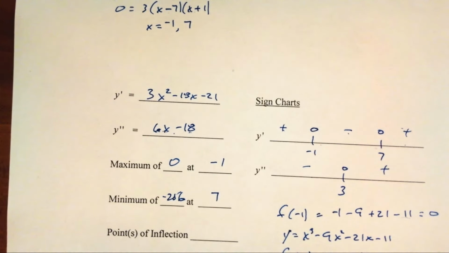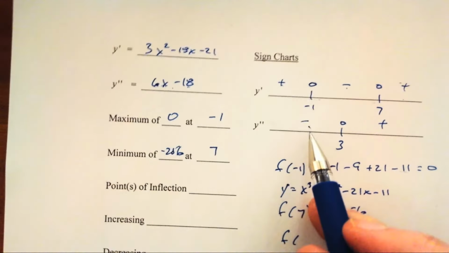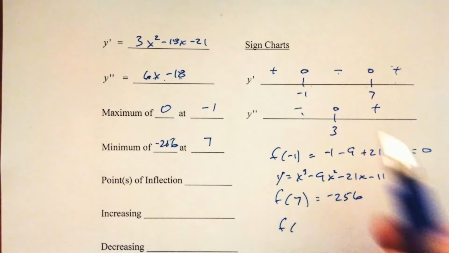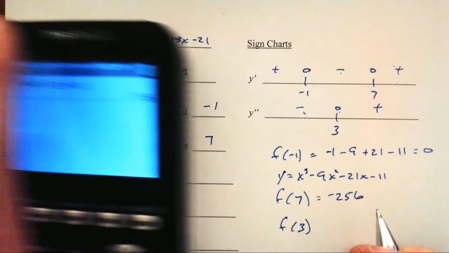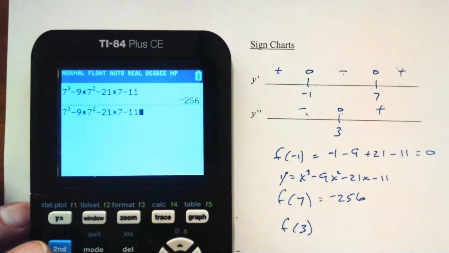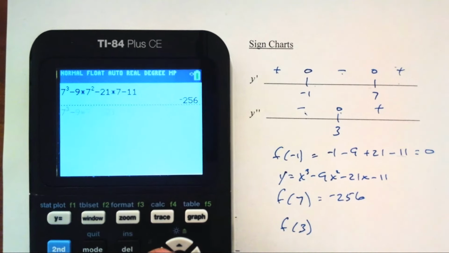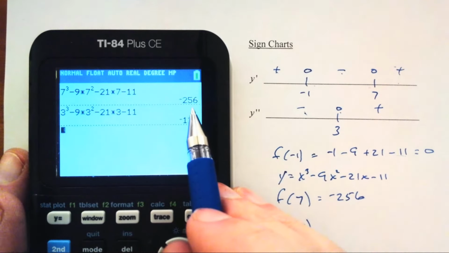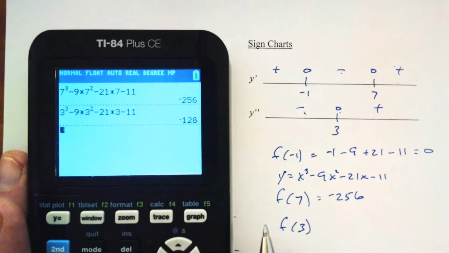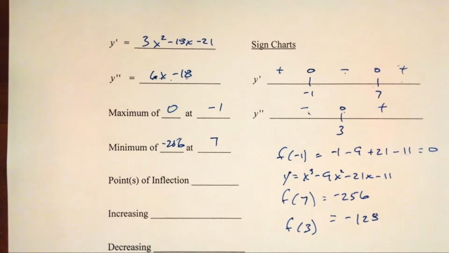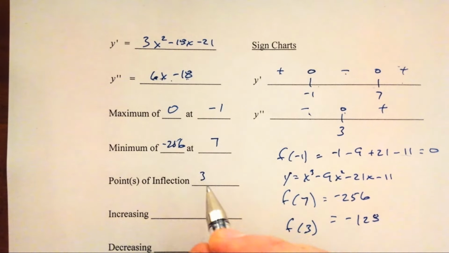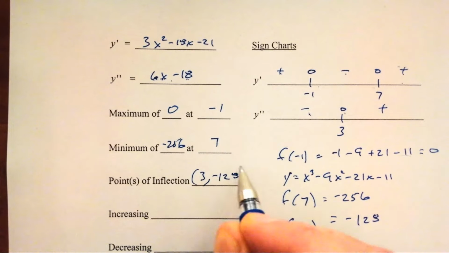Point of inflection: my concavity goes from negative to positive and hits 0 at 3, so I want f of 3. So maybe I can do this. Second enter. Let's go back and change all of my 7s to 3s. Will that work? And this answer should be half that, because I was between 0 and negative 256, the inflection point halfway between. Negative 128. That works on cubics. So my point of inflection is (3, negative 128).